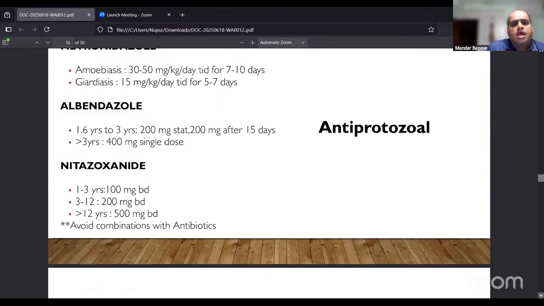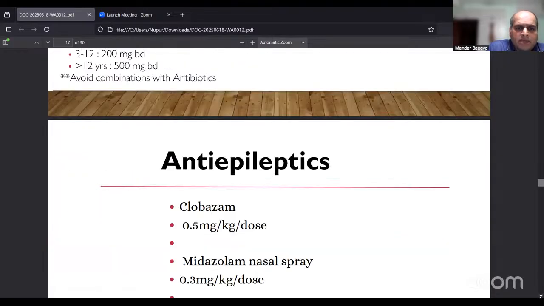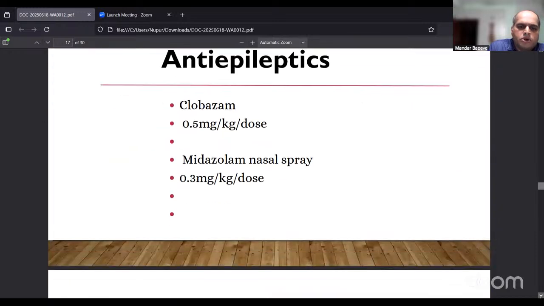Coming to the anti-epileptics, the clobazam and midazolam, which we use on an OPD basis. Clobazam is used in a dose of 0.5 milligram per kilogram per dose, and it is used in febrile seizures. And midazolam nasal spray, if someone comes convulsing, the dose is 0.3 milligram per kilogram per dose.